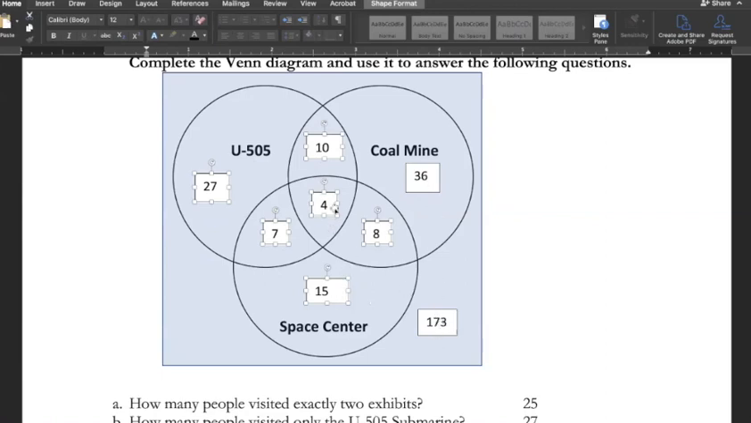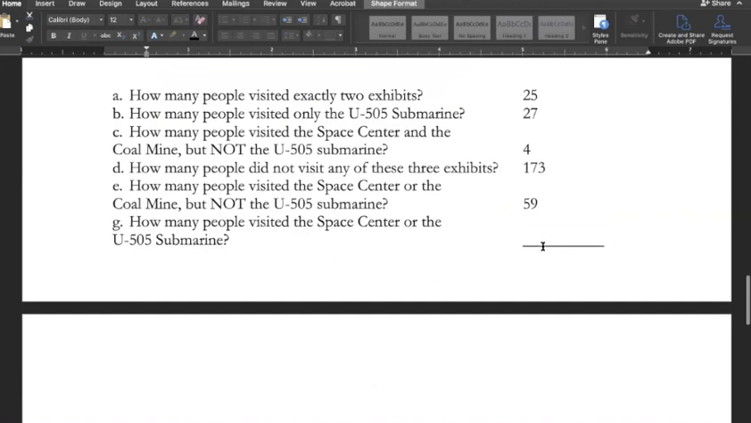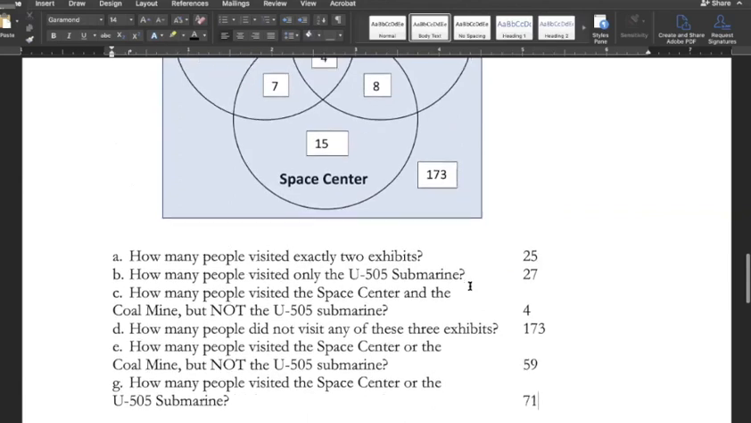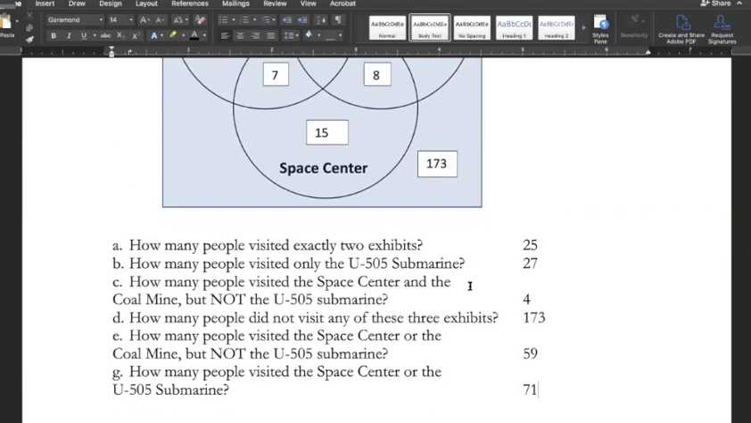So how many people visited the Space Center or the submarine? We add up the highlighted ones. 27, 37, 41, 48. 48 plus 8 is 56, plus 15 is 71. So that would be 71 people who visited the Space Center or the submarine. I hope that those answers make sense to you. Okay? I'm going to leave that there.